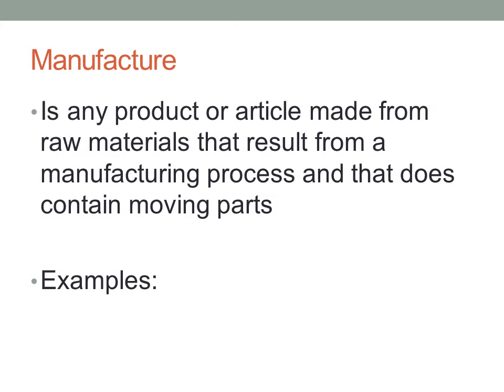Manufacture is any product or article made from raw materials. That's the key component here. Raw materials that result from a manufacturing process and that does not contain moving parts. So it doesn't contain moving parts. It's the result of a manufacturing process, like it's made, and the materials are raw. Okay? Plastic cup, a chair, tennis racket, baseball bat. Okay?